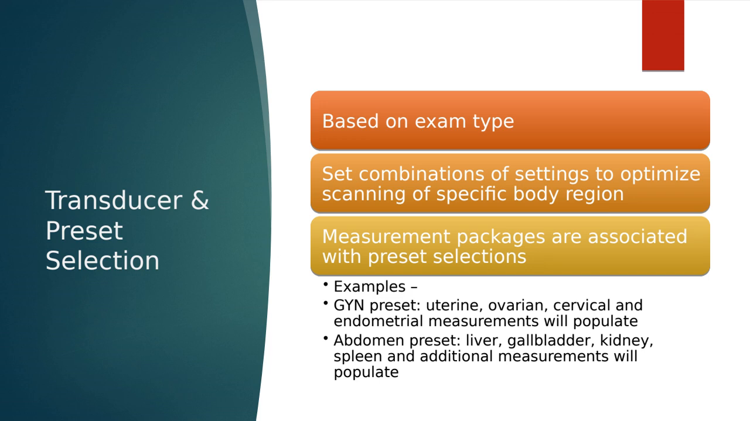And then our abdominal preset is going to be very similar with those measurements. So it knows we have to take specific measurements of our liver, of our kidney, of our spleen. So all of those things will be correlated with those specific exam presets.